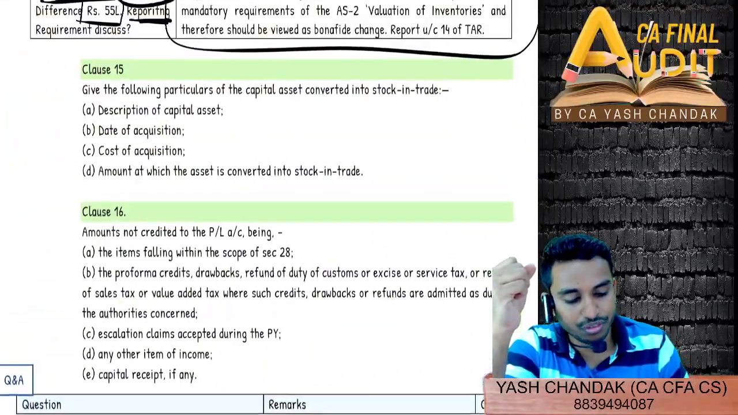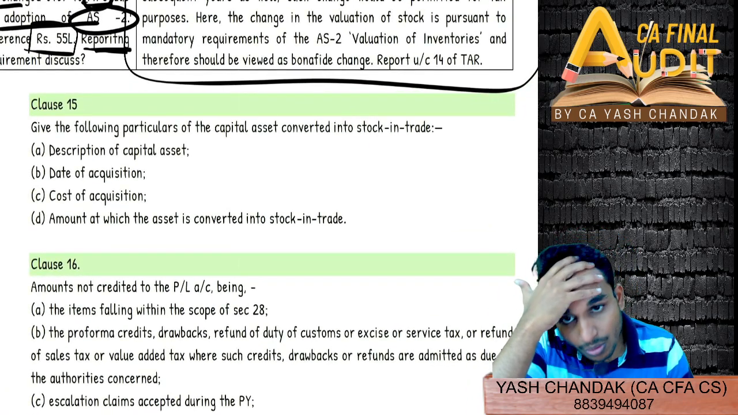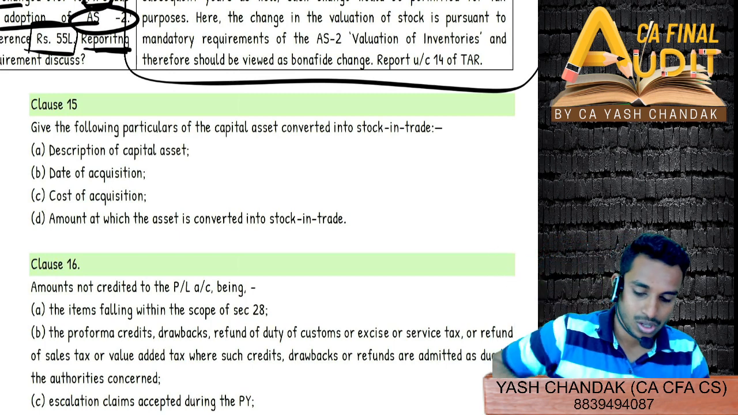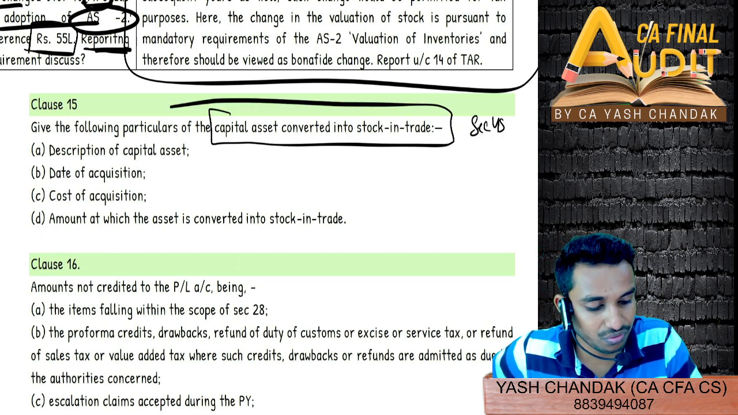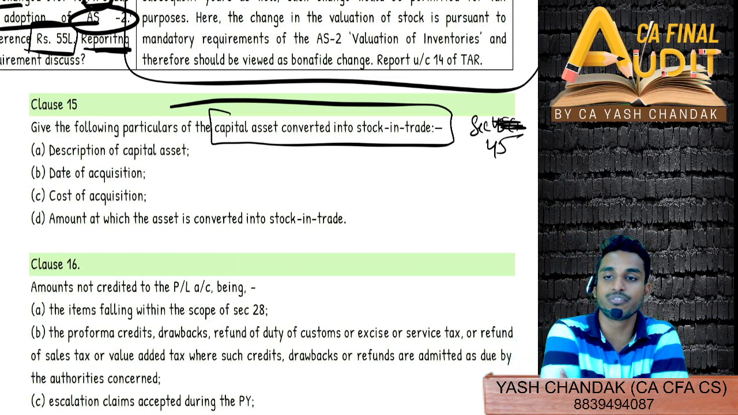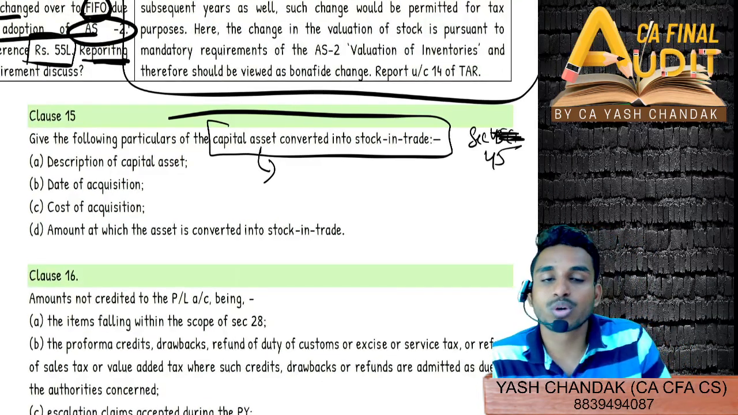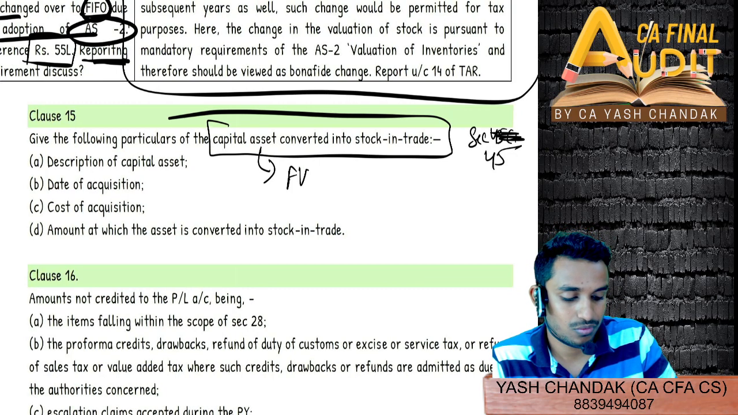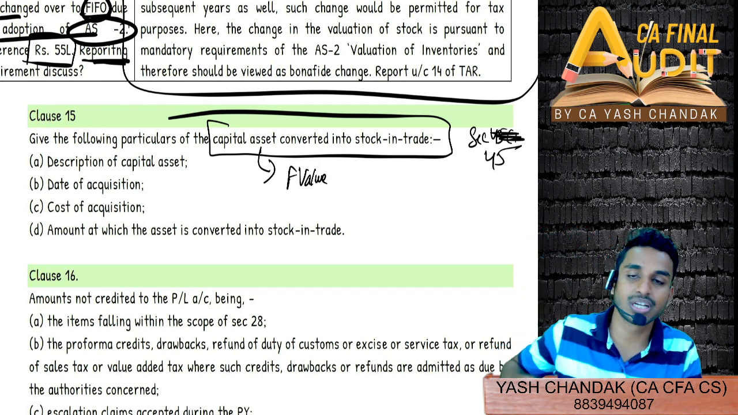Now let's quickly come to clause 15. So you might be aware of this provision, section 45(2). I don't exactly remember the clause, but section 45, when you convert your capital asset into stock in trade. So what is the amount at which you convert your capital asset into stock in trade as per the Income Tax Act? Fair value. Fair value of that capital asset which has been converted into stock in trade.